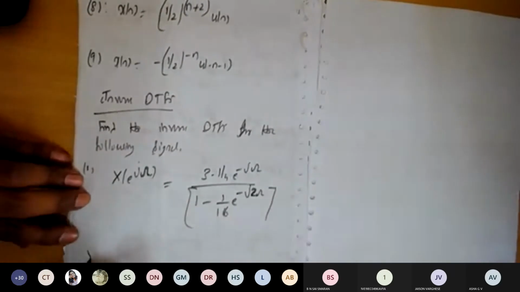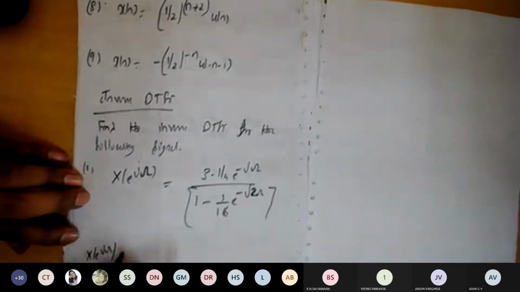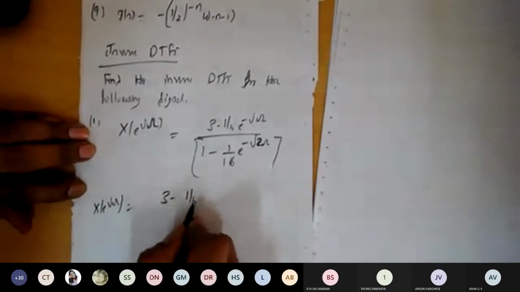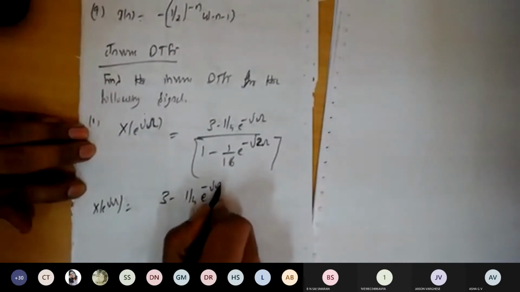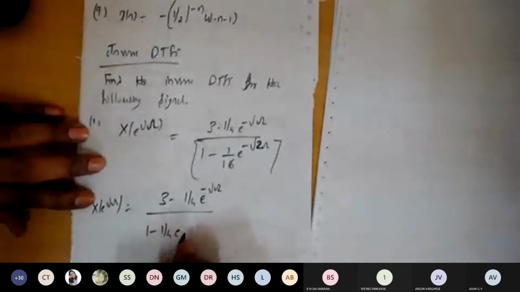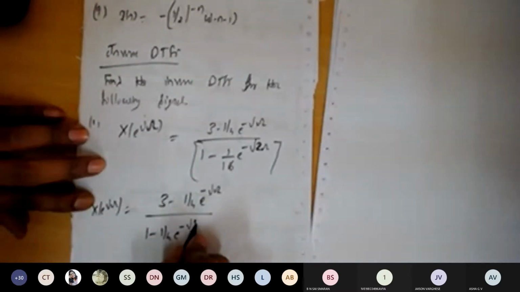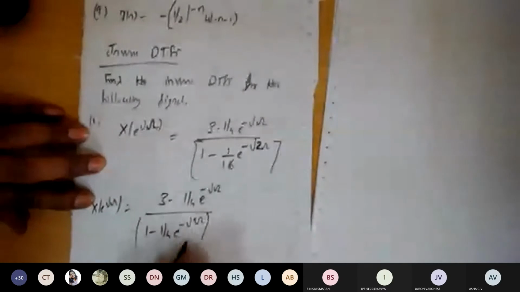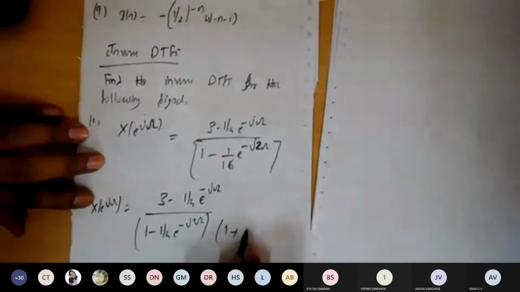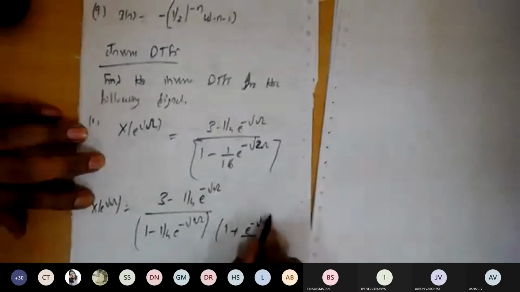The denominator can be rewritten as: X of e to the power of j omega equals (3 minus 1 by 4 into e to the power of minus j omega) divided by (1 minus 1 by 4 into e to the power of minus j omega). This is a minus b into a plus b; we can write that as 1 minus, next a plus b is e to the power of minus j omega, divided by 4.